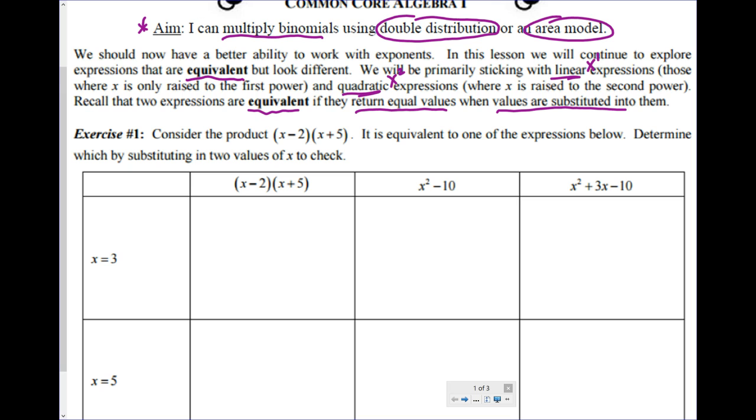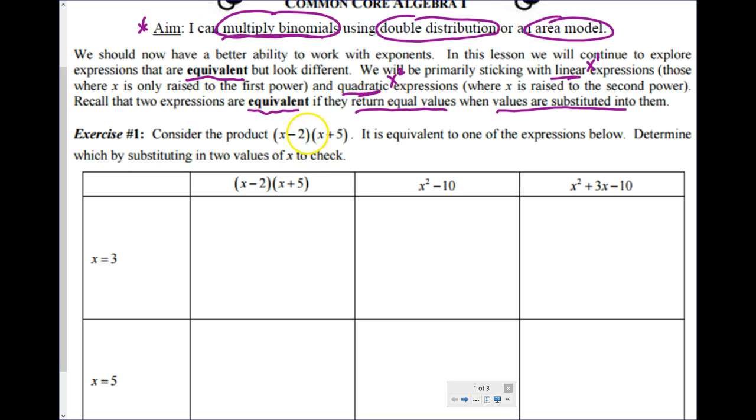So exercise 1 says, consider the product x minus 2 times x plus 5. Okay, we're multiplying those two expressions. Now these are two binomials. X minus 2 is a binomial, and x plus 5 is a binomial. That's why we're saying multiply binomials. This is your one binomial, and that's your second binomial. You're multiplying them.